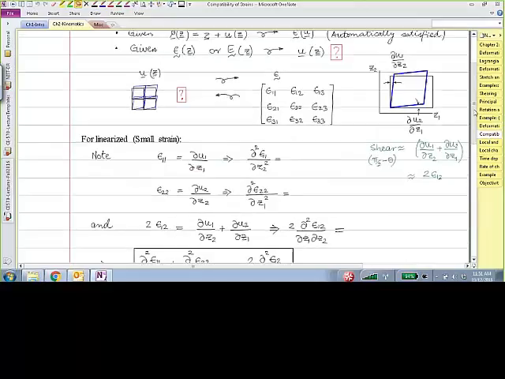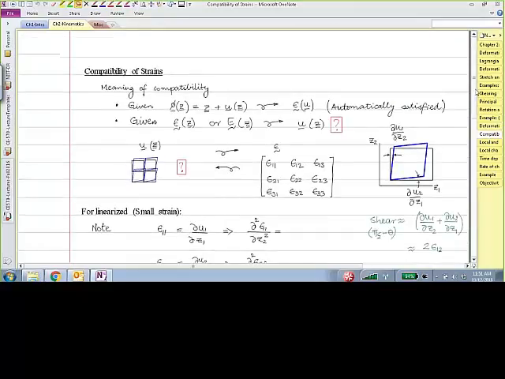So let's continue on with a related topic, which is compatibility of strains. Now this topic is actually not even in your books, but this is something just for your awareness that there is this issue that comes up sometimes. What this issue of compatibility deals with is the fact that not all possible strain tensor fields are compatible in general.